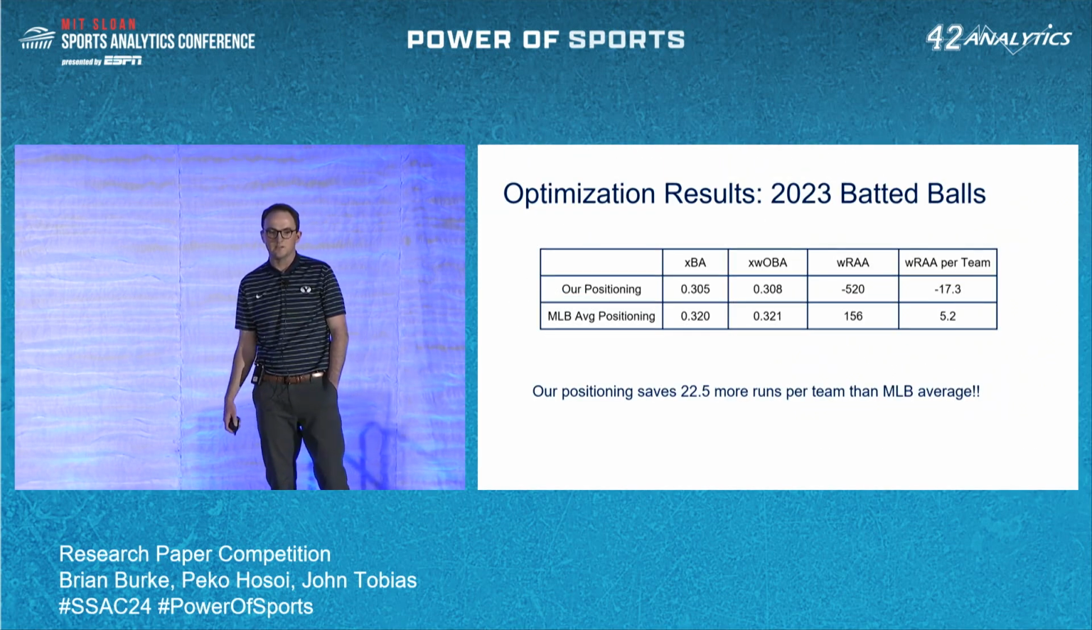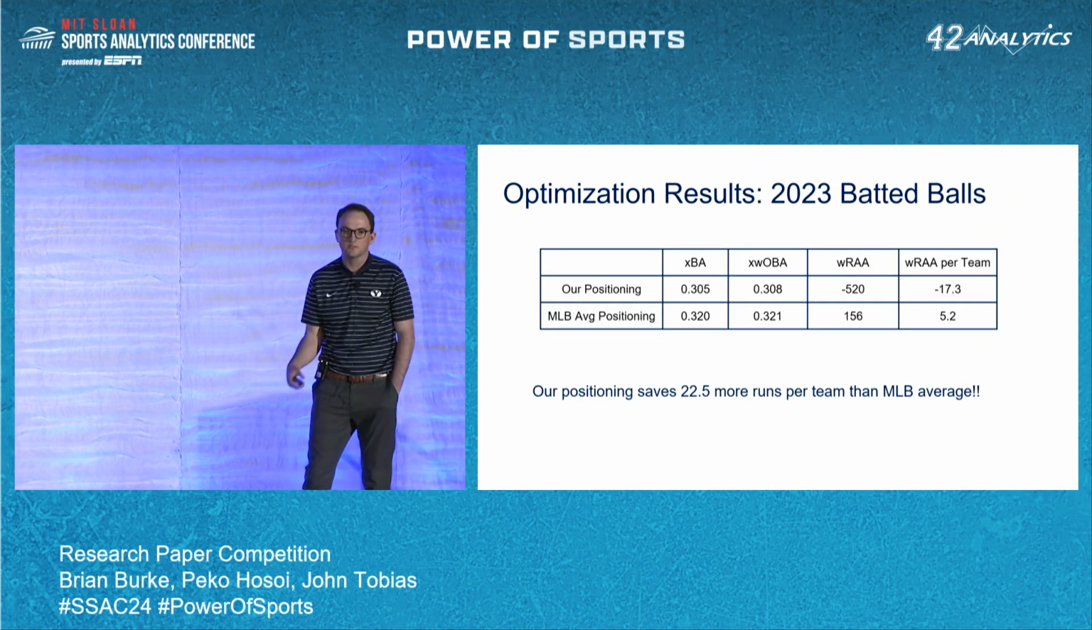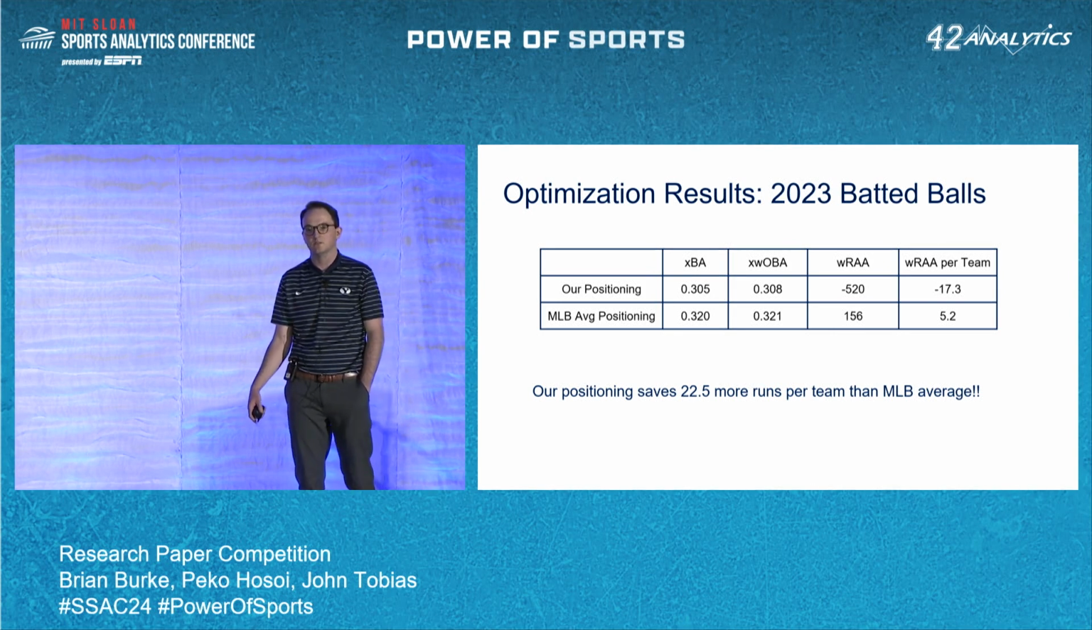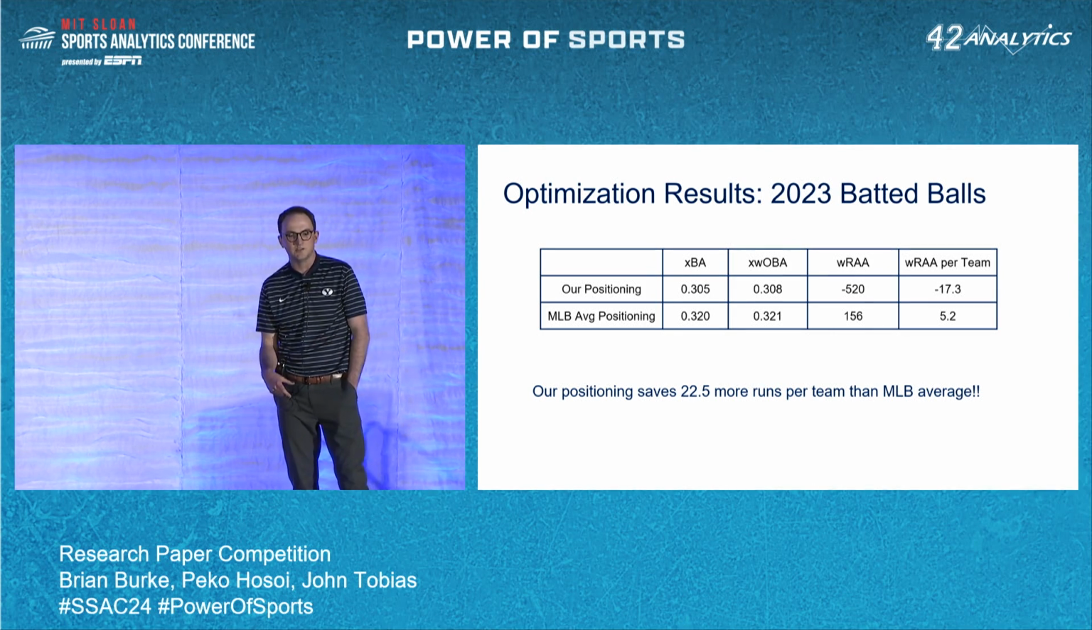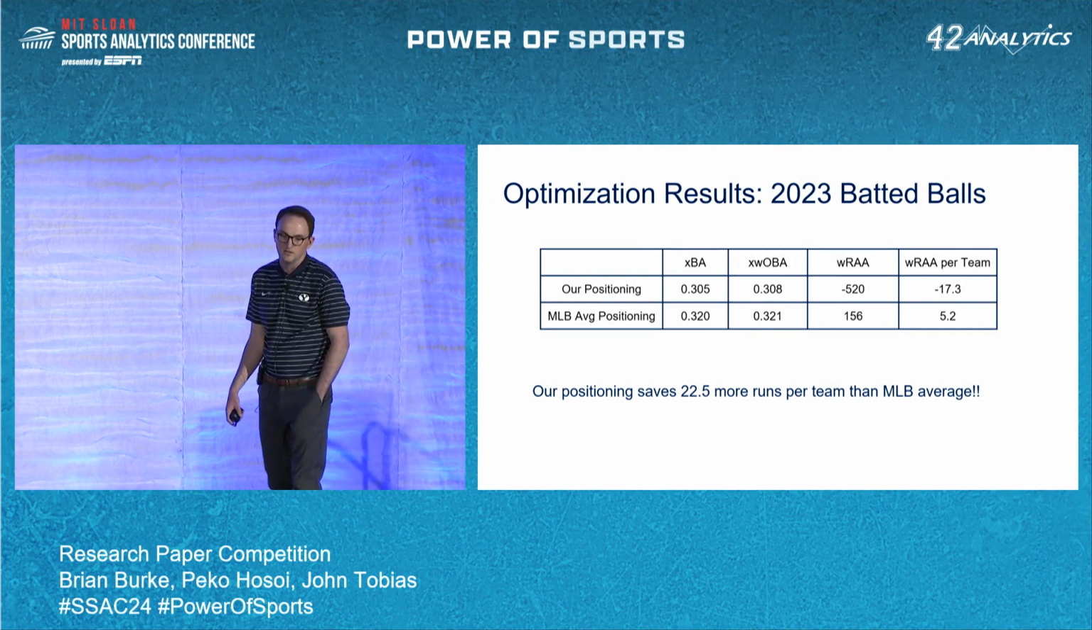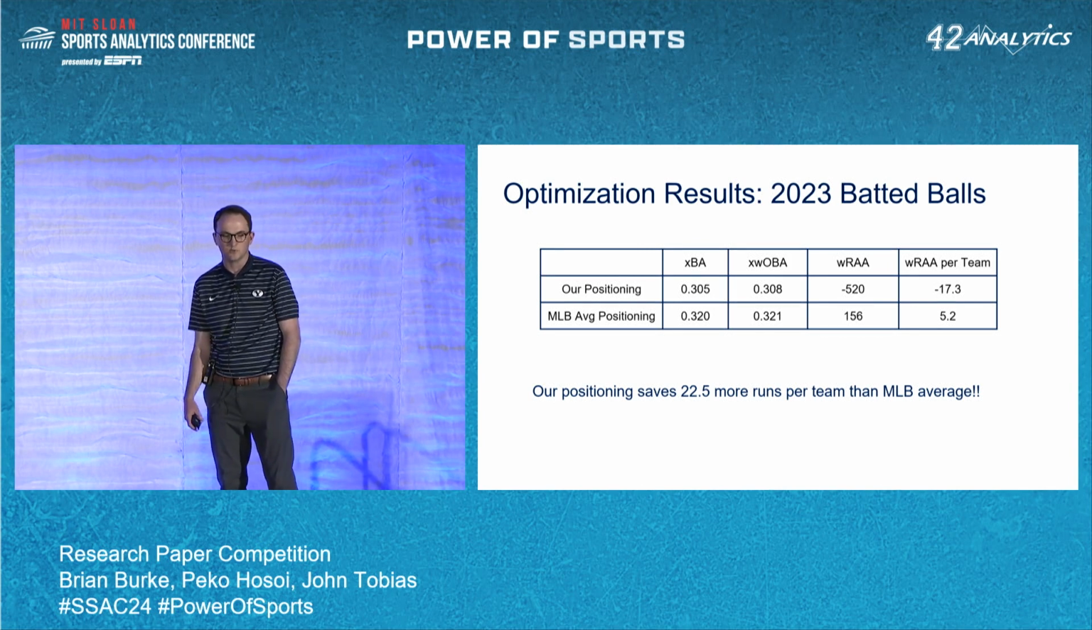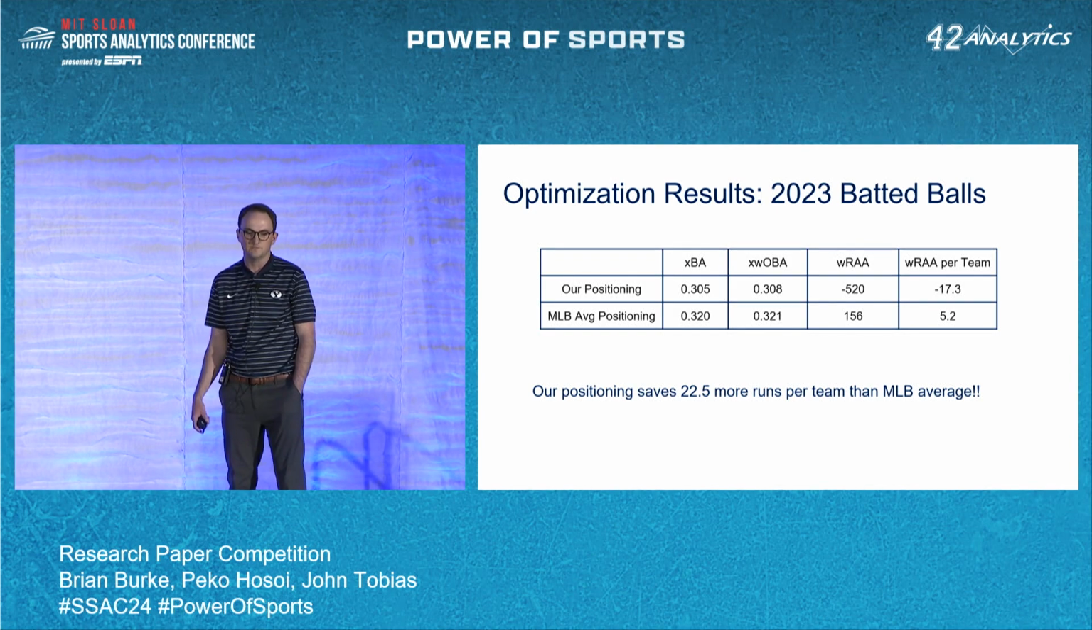And when we do that, we get these results. So first, if we look at the expected batting average allowed, with our positioning recommendations, we allow an expected batting average of .305, and compared to MLB average, they allow an expected batting average of .320. For wOBA, our positioning allows .308, and MLB average positioning is .321.